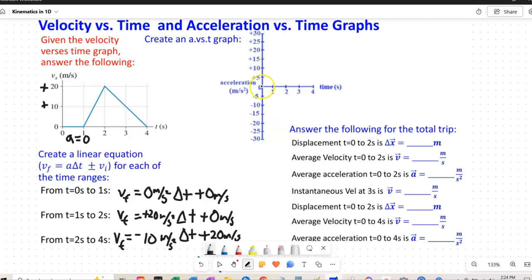So for the first second, it is not moving or accelerating. Now, for the next second, from 1 to 2 seconds, we have a positive 20 acceleration.